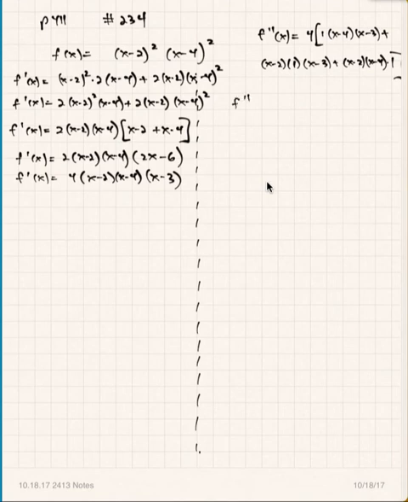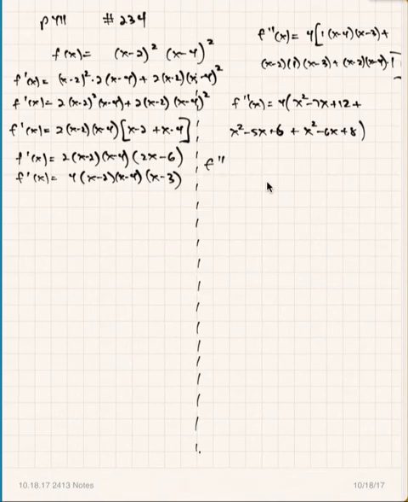So the second derivative would be 4 times, and then you start multiplying all this stuff out. You get x squared minus 7x plus 12, plus x squared minus 5x plus 6, rather, that's better, plus 6. And then the last one would be plus x squared minus 6x plus 8.